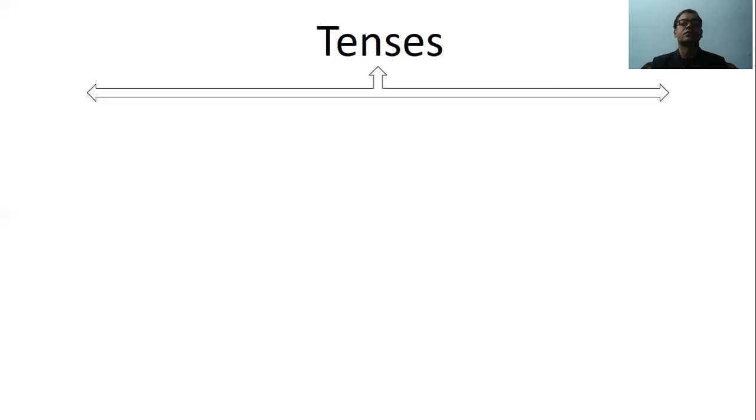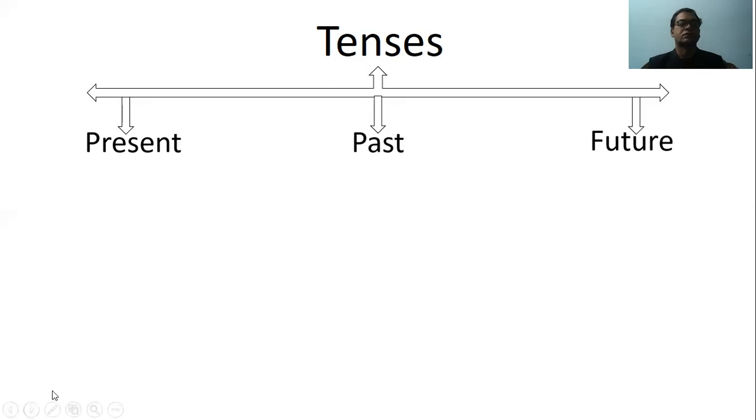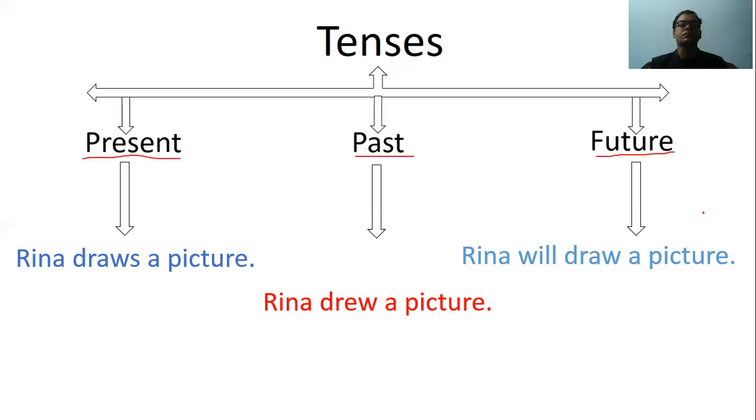Tense has three kinds: present tense, past tense, and future tense.